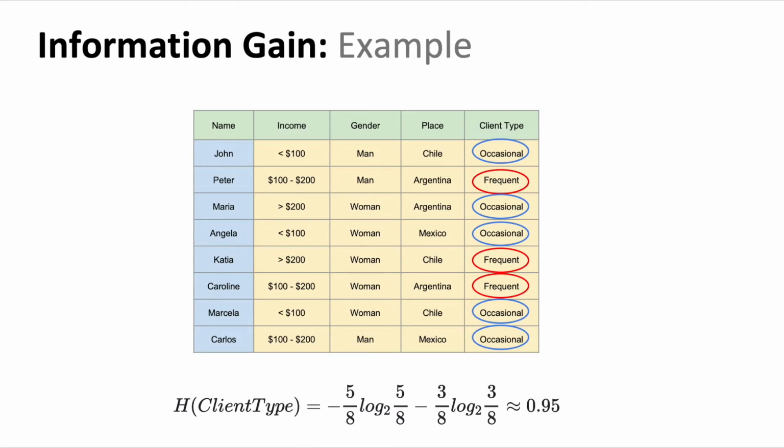So using the entropy formula, we obtain 0.95, which is a bad number, right? Because recall that the entropy is close to 1 when we have maximum clutter. In this case, several cases belong to one class and also several cases to the other class. So it's a complicated class at this point.